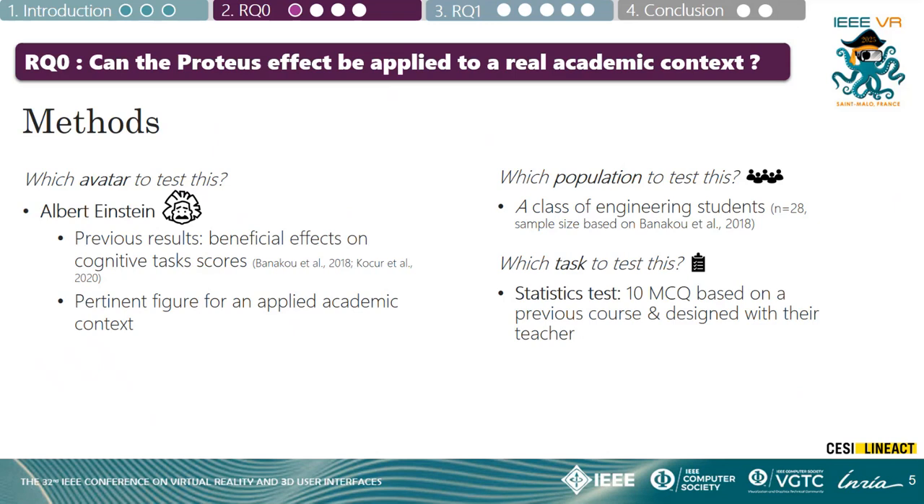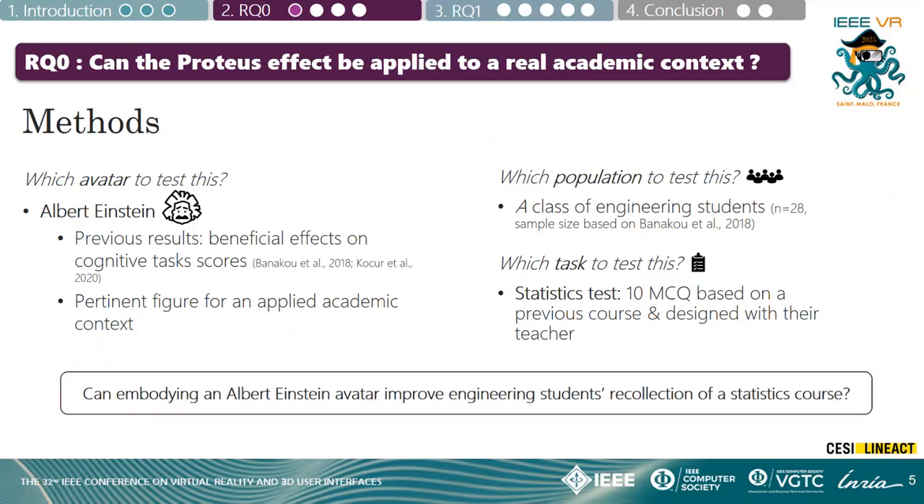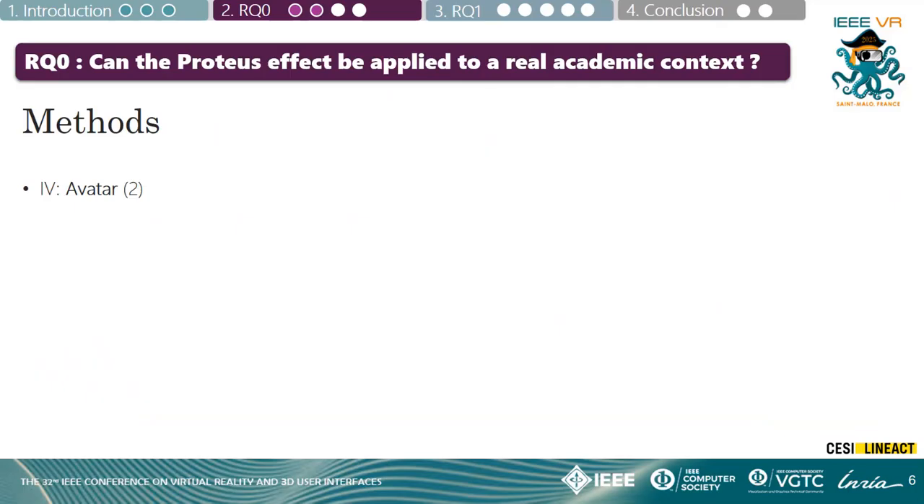Finally, the avatar's effects on the students were tested using a test assessing their knowledge of a statistics course that they had taken a few months prior. The test contained 10 multiple-choice questions and was designed specifically for this experiment with the help of a teacher. With this design, we aim to test whether embodying Albert Einstein could improve engineering students' recollection of a statistics course.